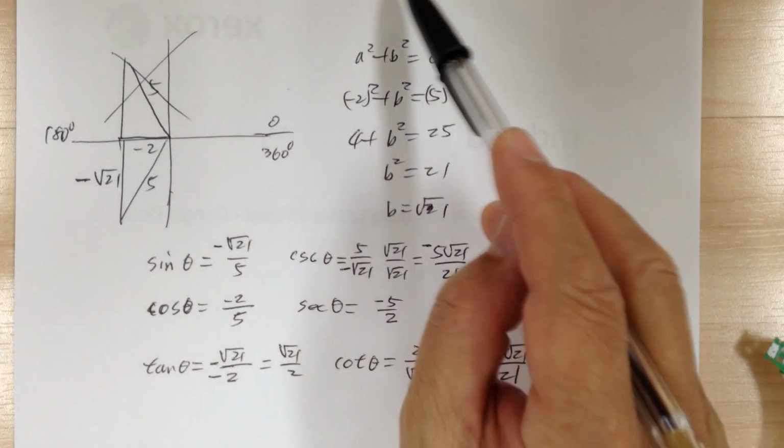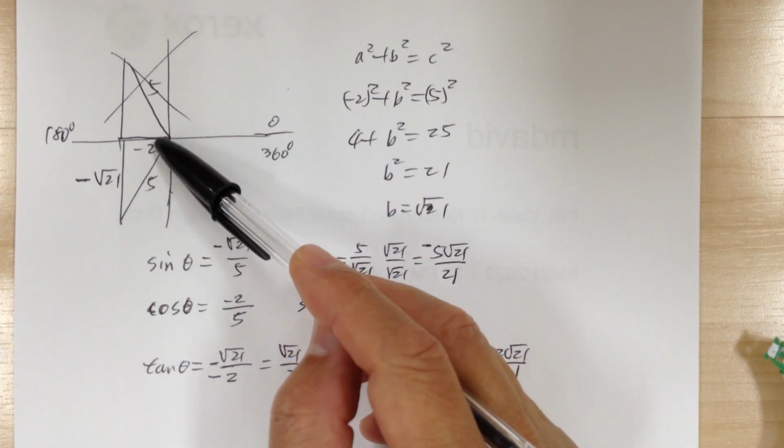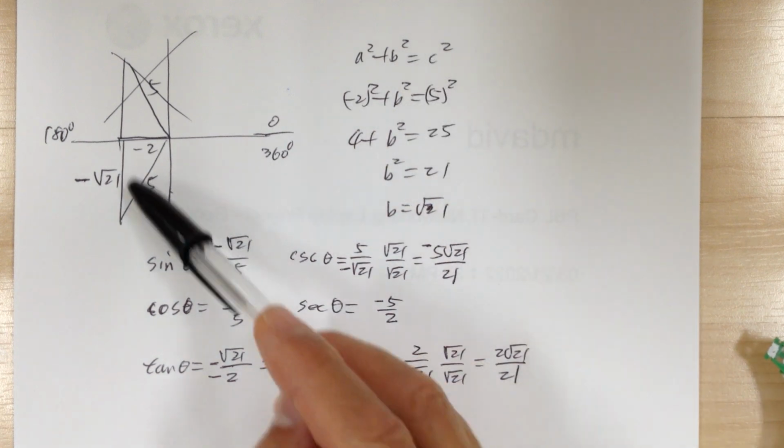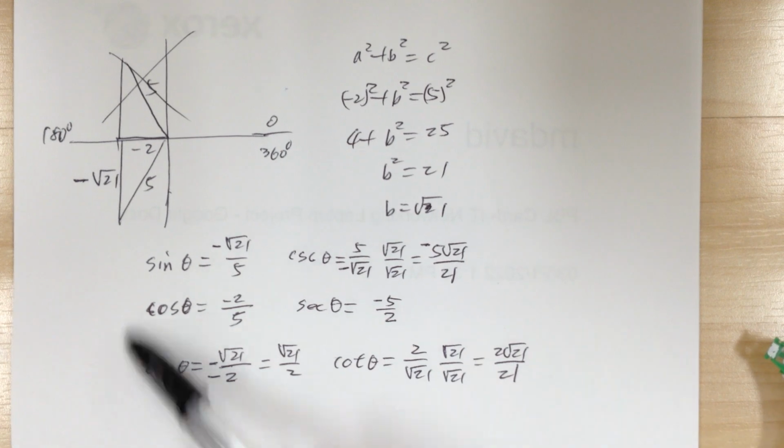Okay, so you have to use the information that you have, draw your triangle, and then use the Pythagorean Theorem to get the third side. Okay, and then from there you just use your functions. But you got to know your ratios.